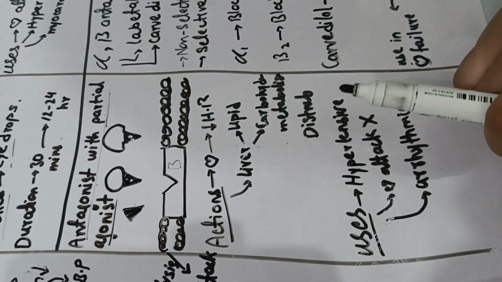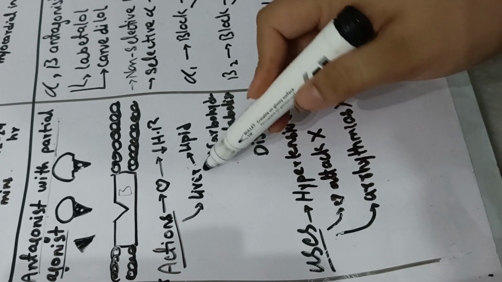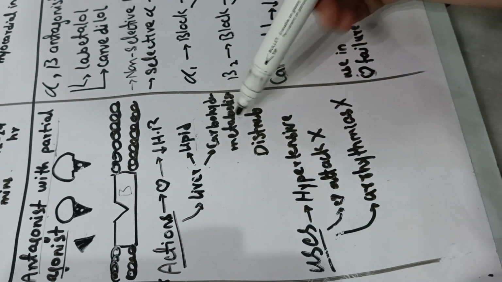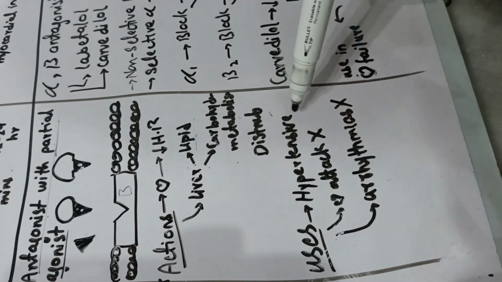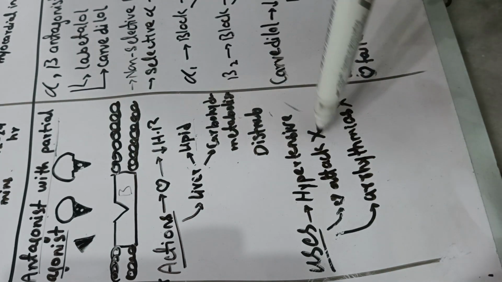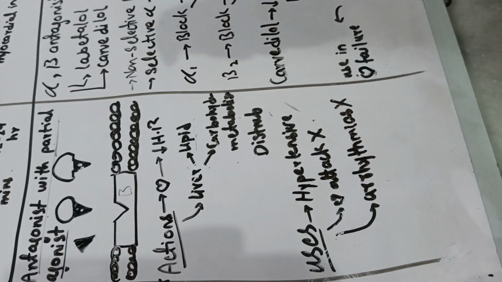So what are the actions of them? Again, they will act on heart, decreasing the heart rate, and they also act on liver, causing a decrease in the lipid and carbohydrate metabolism will be disturbed. So uses is again hypertensive, and these drugs cannot be used in case of heart attack or in case of arrhythmias. So this is the special kind of case for it.